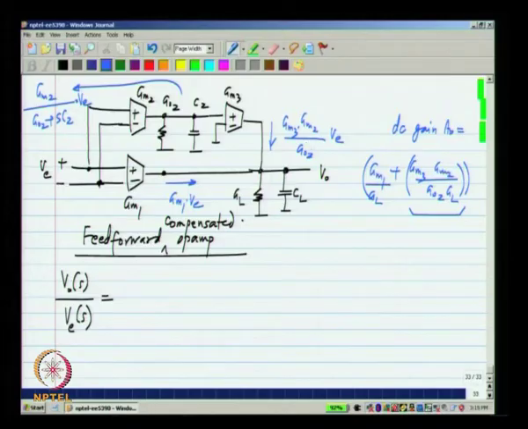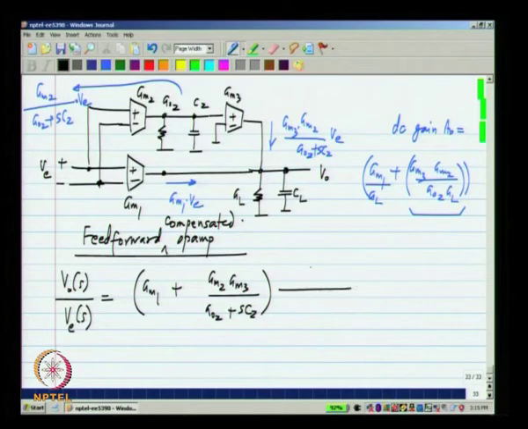So, the current output of GM3 will have GO2 plus SC2 in the denominator, and the current output of GM1 will be GM1 times VE. The two terms get added together. So, V naught of S by VE of S turns out to be GM1 plus GM2 GM3 by GO2 plus SC2, and this whole thing will be divided by the load admittance, which is GL plus SCL. Okay.